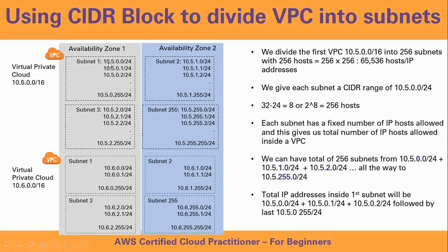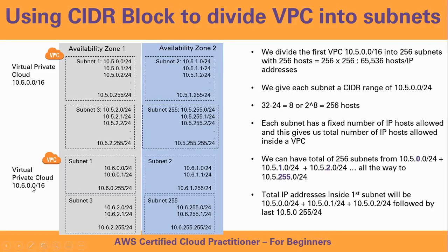So subnet 1 would start with 10.5.0.0 followed by 1, 2, all the way to 255. Subnet 1 has 256 IP addresses, subnet 2 has 256 IP addresses, all the way to the 255th subnet, which also has 256 IP addresses. So 256 subnets multiplied by each subnet having 256 IP addresses gives 65,536 total hosts or IP addresses available.